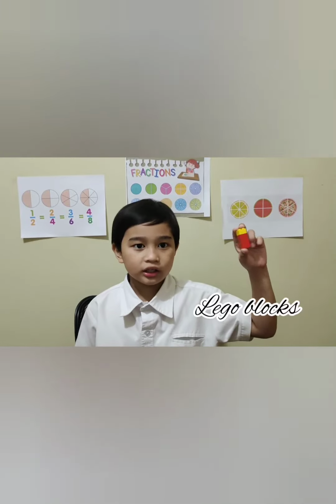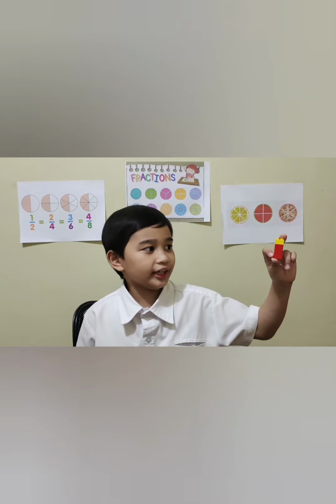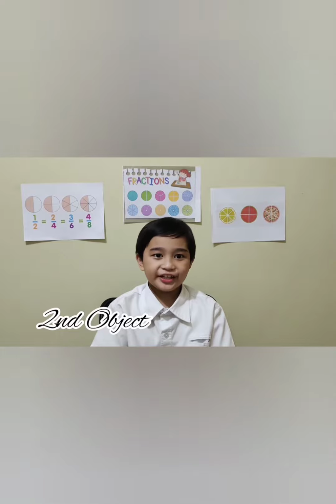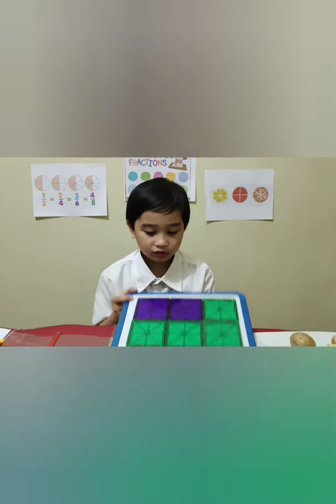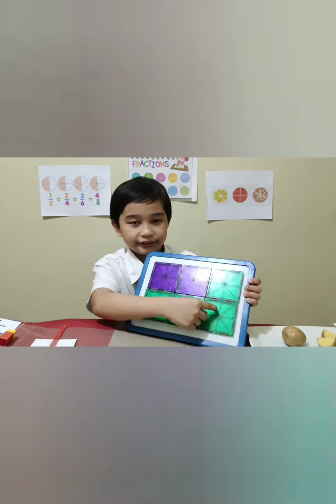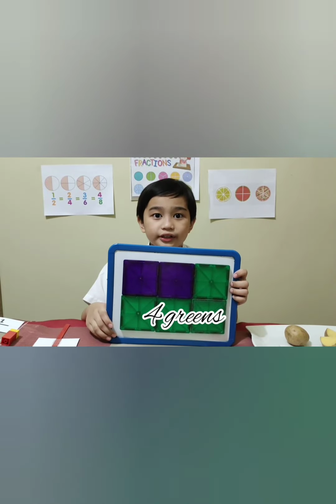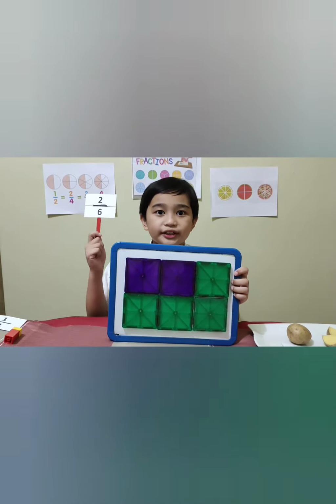My first object is Lego blocks. There's 1 yellow and 3 reds. In fraction, it's 1/4. Second object is Lego magnets. There are 6 Lego magnets, 2 purples and 4 greens. In fraction, they are 2/6.